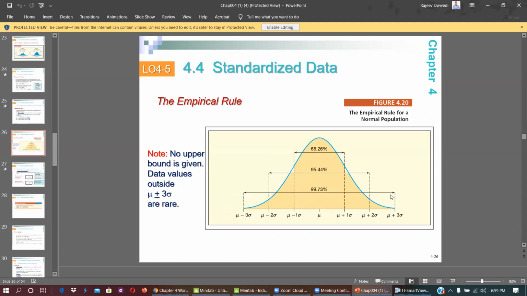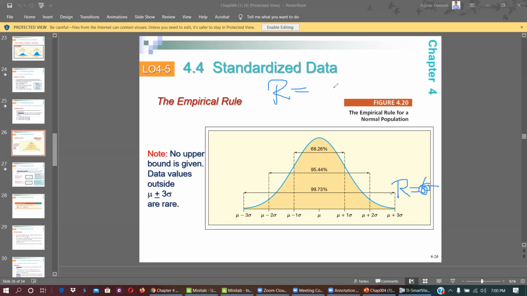So this is basically a range. Whenever you don't understand any concept, please let me know so that I can explain. So this is the entire range because almost all the data is coming in this. Range is equal to 6 sigma. You can say within 6 sigma.